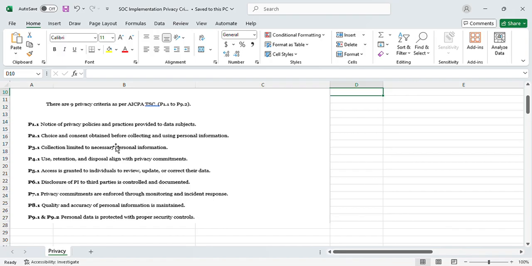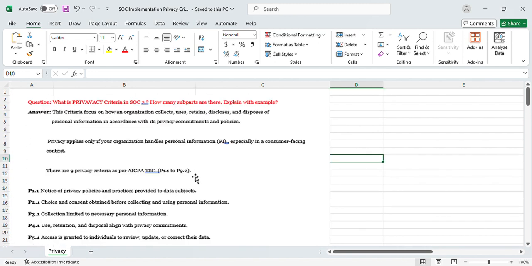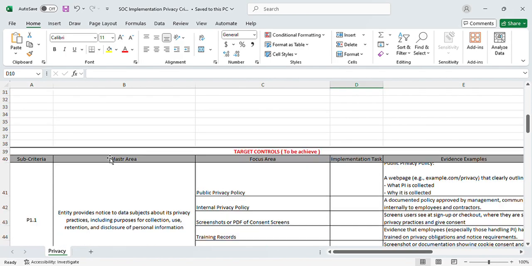P8 is quality and accuracy of personal information is maintained. And P9.1 and P9.2 is personal data is protected with proper security controls. So these are the sub-controls of the privacy criteria as mentioned in AICPA. Now the question is how to implement the privacy criteria.